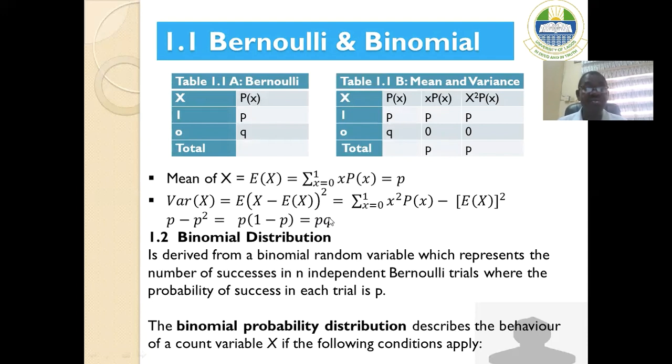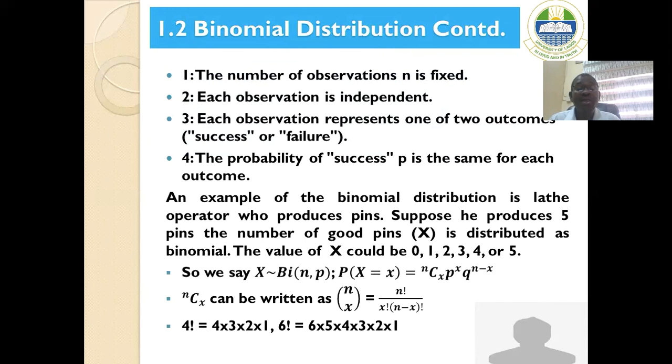Let's go to the binomial. The binomial random variable generates the binomial distribution. So the binomial random variable consists of the number of successes in n independent Bernoulli trials. For instance, in the lathe machine producing pins, let's say 5 pins are produced. The number of good pins is binomial because the number of good pins could be 0, 1, 2, 3, 4 or 5.